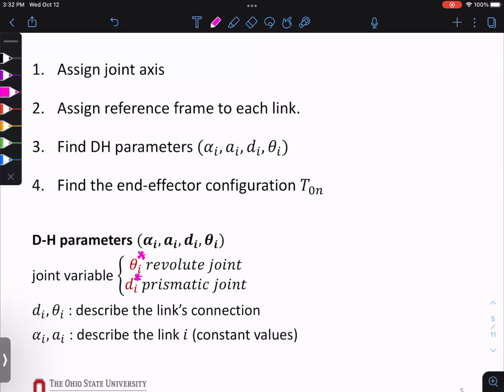Now, d i and theta i also describe the link's connection. We will discuss this in the next slide. So it's not only the joint variable, but if they're without a star, they are the configuration of the robot. a i and alpha i describe the link's constant values. They depend on how the links are connected. So you have axes and links. Axes represent what the joints are rotating about. Links are the links of the robot.